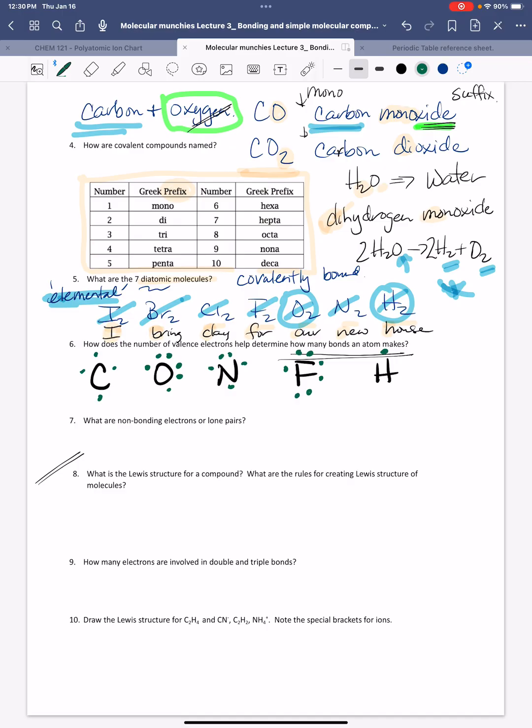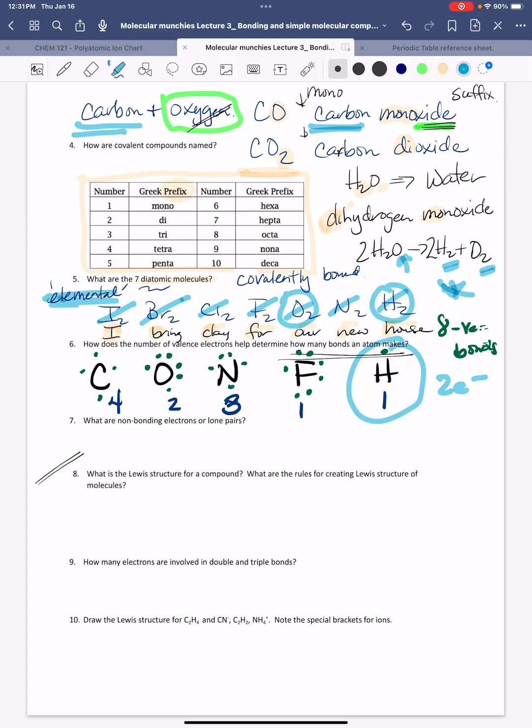So we asked the question, how many bonds do they make? And last time we said we take 8 minus the number of valence electrons, and that tells us the number of bonds. So again, just reviewing that, we know that carbon can make 4, oxygen makes 2, nitrogen makes 3, fluorine makes 1, and hydrogen makes 1. That's weird. It's an exception to the octet rule because it only needs 2 electrons to be stable. So that's a weird one, but that's how that works.